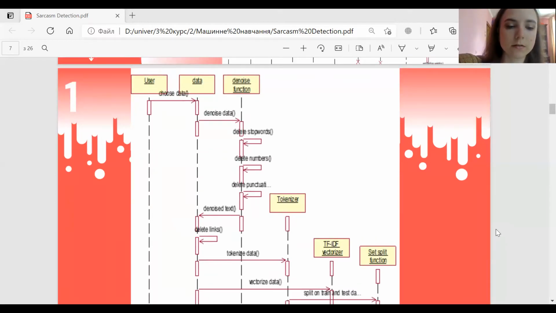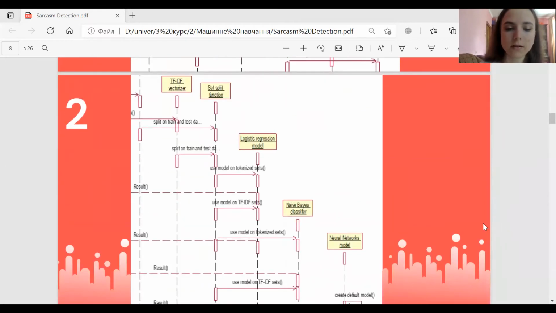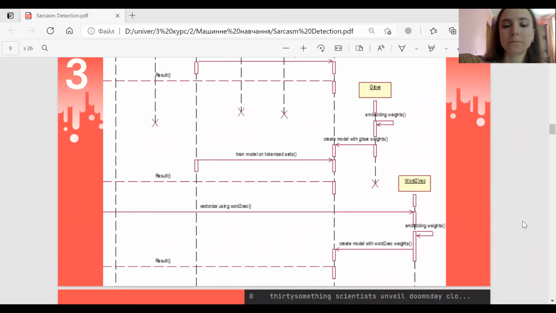Here you can see that after preprocessing, the data is tokenized and vectorized. Then logistic regression model works with tokenized sets and returns the results. Then the logistic regression model works with feature sets and returns the result. As well as naive Bayes model works with the same sets and returns the result. After that, the neural network model starts with tokenized set. Then it builds weights with GloVe dictionary, and the last model has weights from Word2vec vectors.